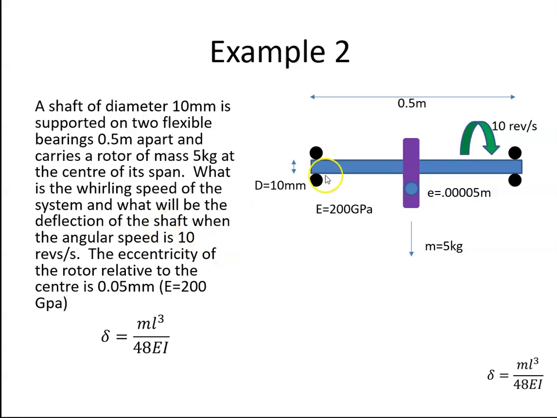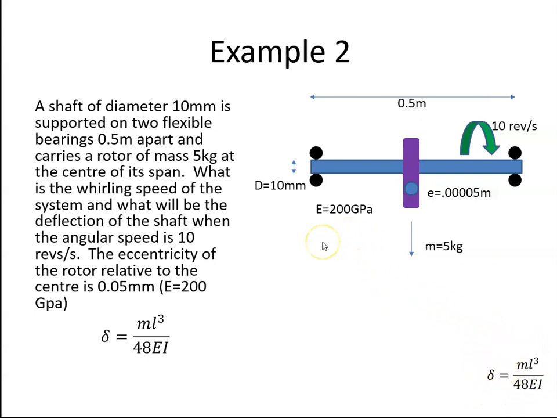Diameter of the shaft is 10 millimeters. The mass at the center point is 5 kilograms. There's an eccentricity of 0.00005 meters. The shaft is rotating at 10 revolutions per second, and the length of the shaft is 0.5 meters, and we're given this equation.